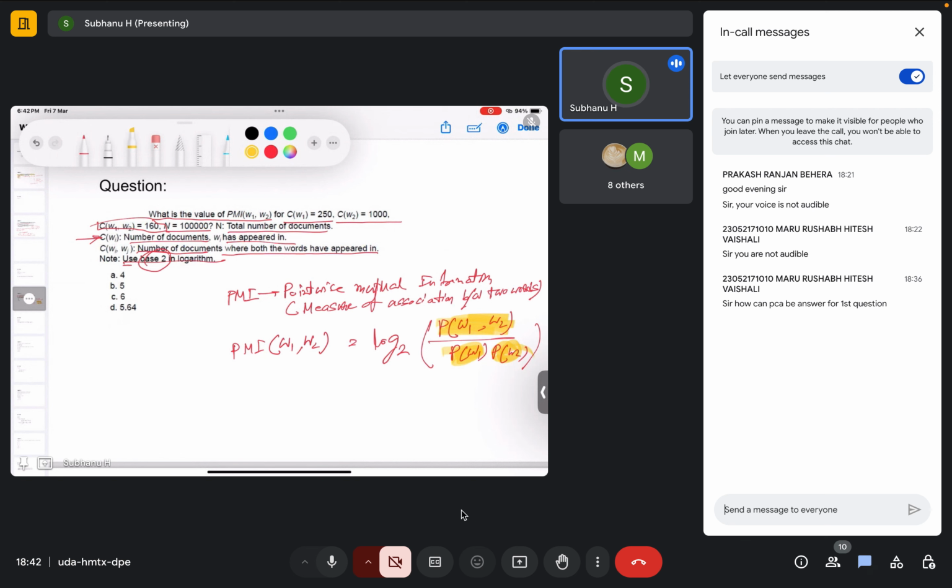Now we have to calculate. Here we were considering the probability of words, but in terms of document count we have to take into account the number of documents also. Then the formula will become this one.